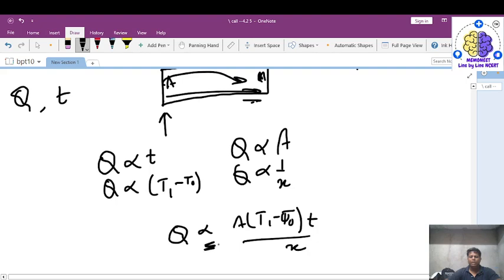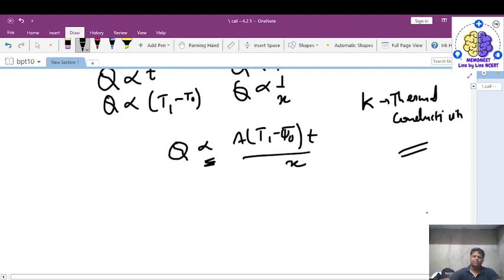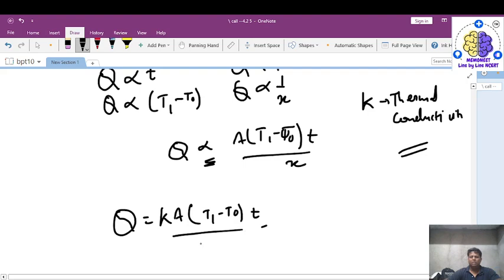To remove this proportionality, we have to multiply with a constant, and the proportionality constant over here will be K, and this is known as thermal conductivity. So the equation becomes Q is equal to K A (T1 minus T naught) t upon x. This K is known as thermal conductivity.